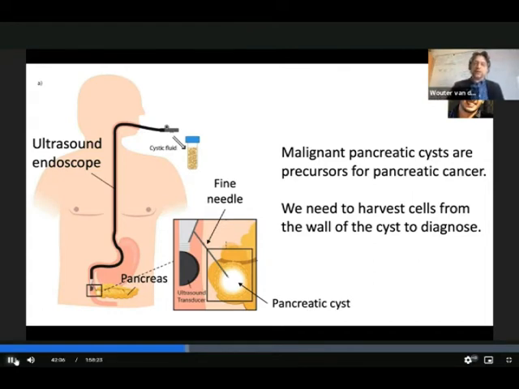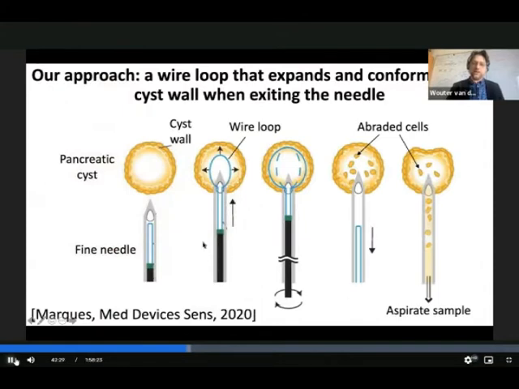This you do using a fine needle, and you see that here. So you have a fine needle that sucks out. You can stick it from the stomach through the stomach wall into the cyst and suck out liquid. The problem is that in 20% of cases, you find no cells. And the reason is that most of the cells are actually on the outer boundary of the cyst. So we developed a cell brush to brush off the cells from the cyst.